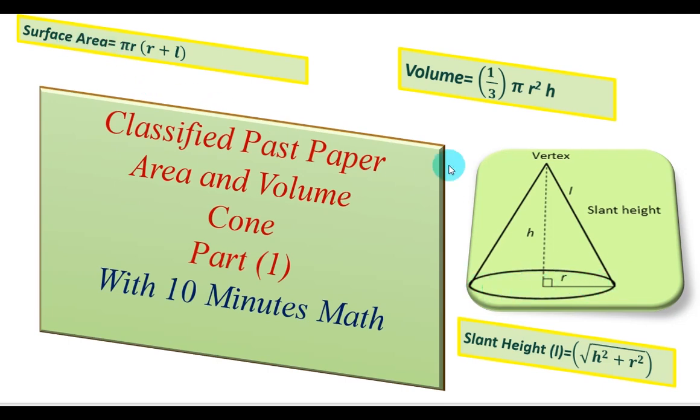For the surface area of the cone, the surface area is the surface area of the bottom circle and the curved surface area of the cone, which will be pi r squared, which is the surface area of the circle, plus pi r l, which is the curved surface area. Okay, let us start now the exercise.